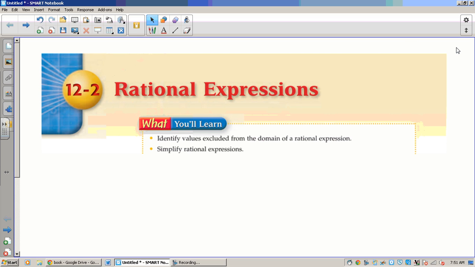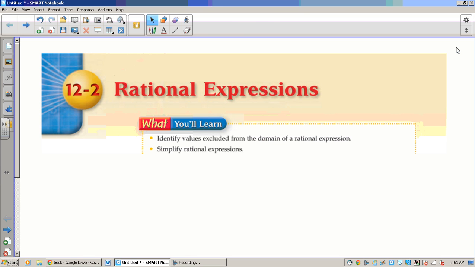Moving into chapter 12, the first part of this lesson is 12.2, which is rational expressions. In classroom, your book has been posted. And during this lesson, as you access the book, you'll learn how you should be able to say that I can identify values excluded from the domain of a rational expression, and that I can simplify rational expressions.